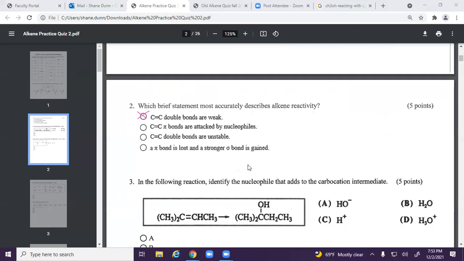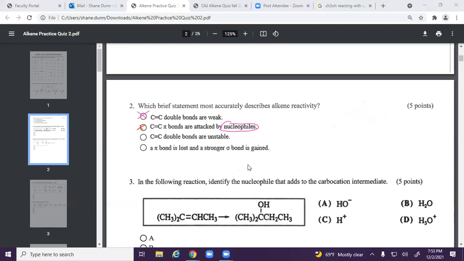The pi bonds are attacked by nucleophiles. Yes or no? Every time we have a double bond, correct? The bond itself is what breaks and forms the negative and positive charge, right? The nucleophile itself doesn't attack it, right? It actually helps form it by removing a hydrogen, correct? So it doesn't get attacked, it is created by that.